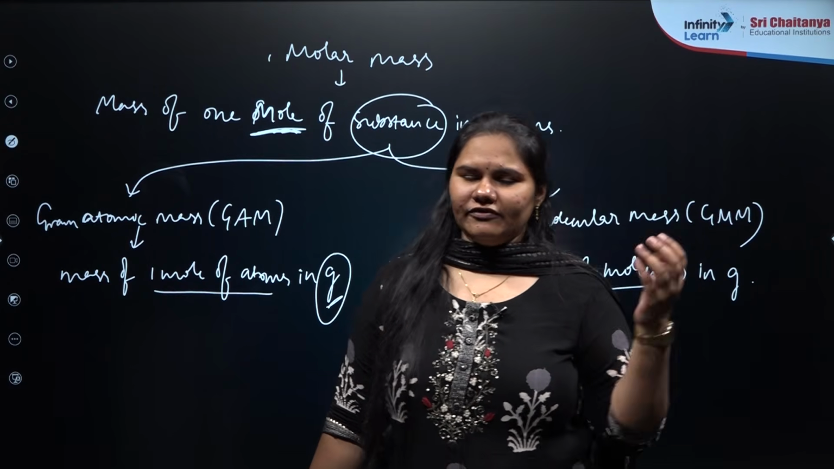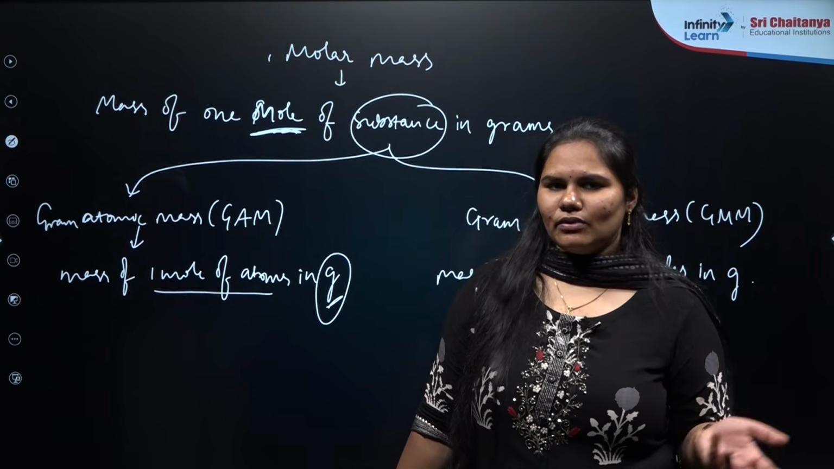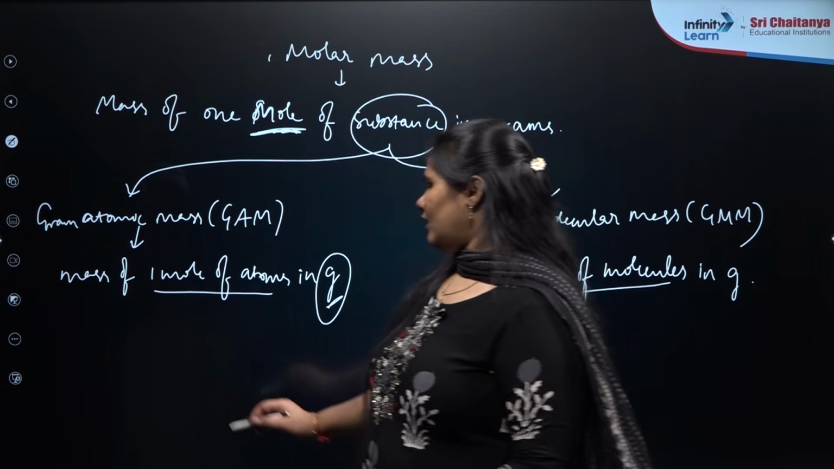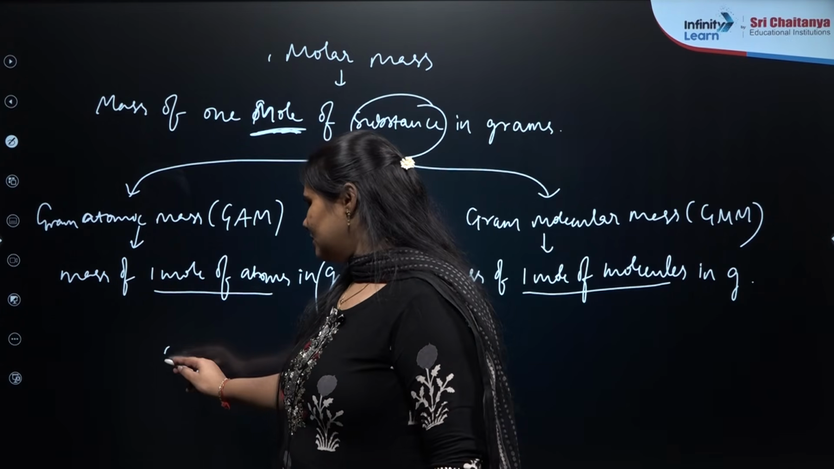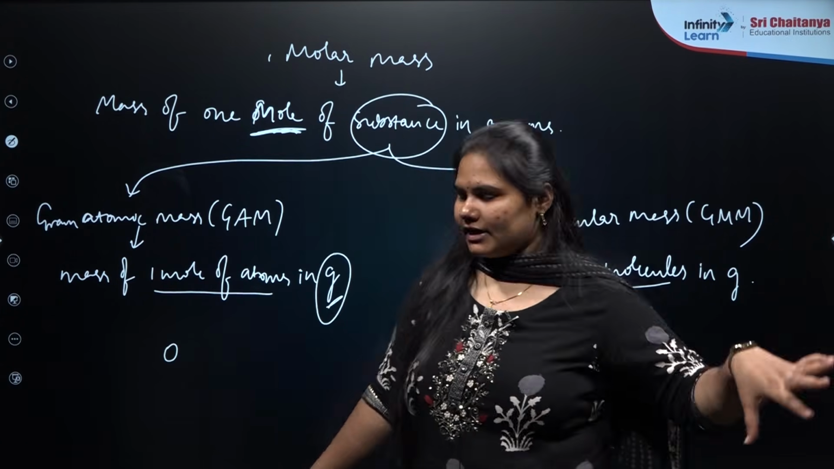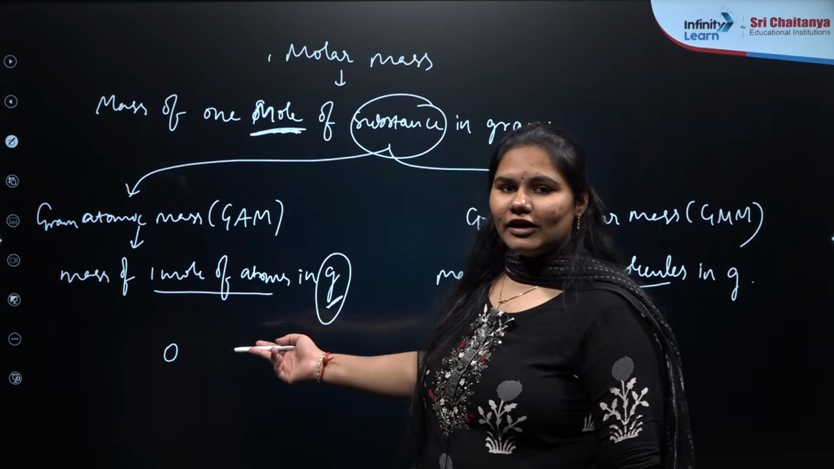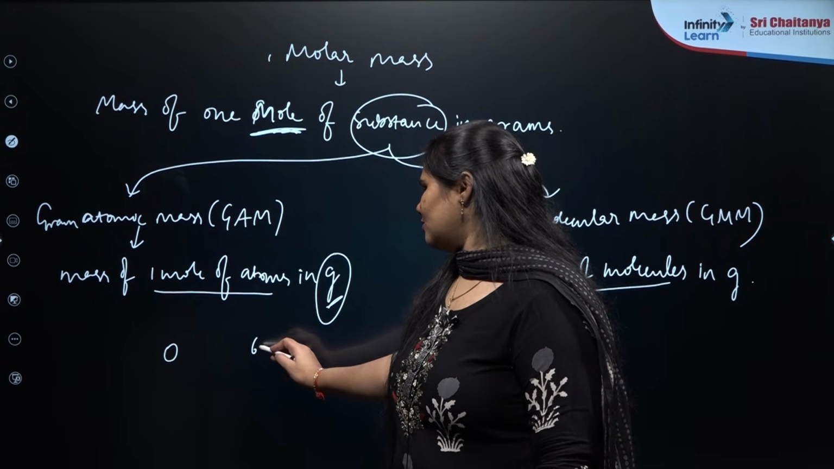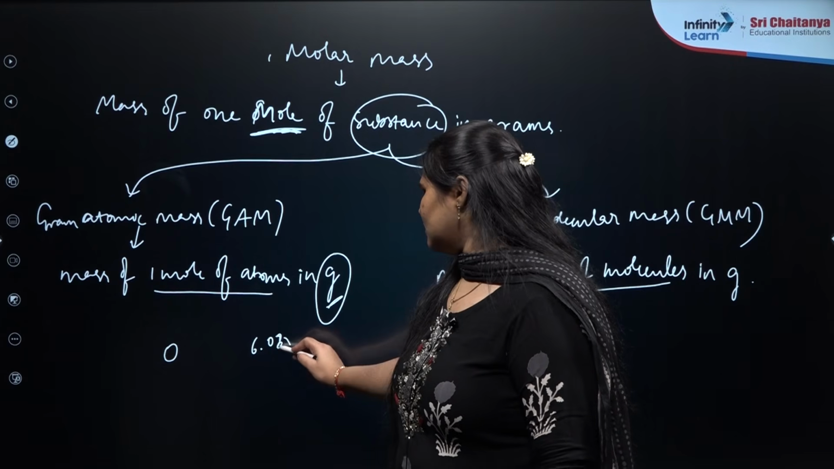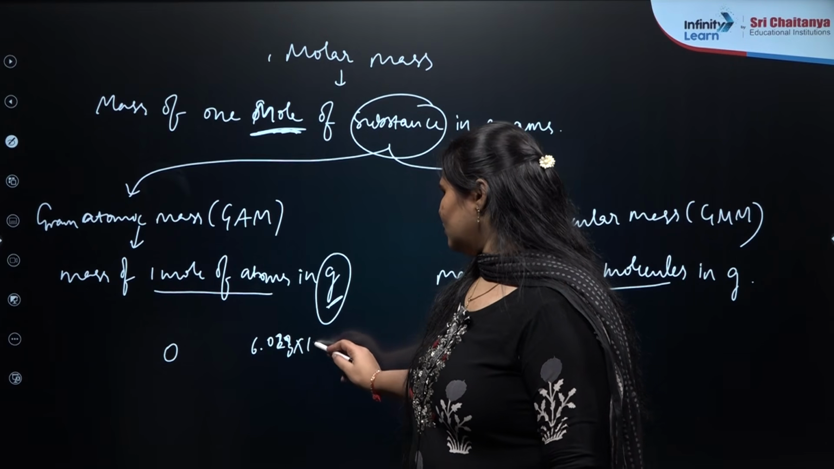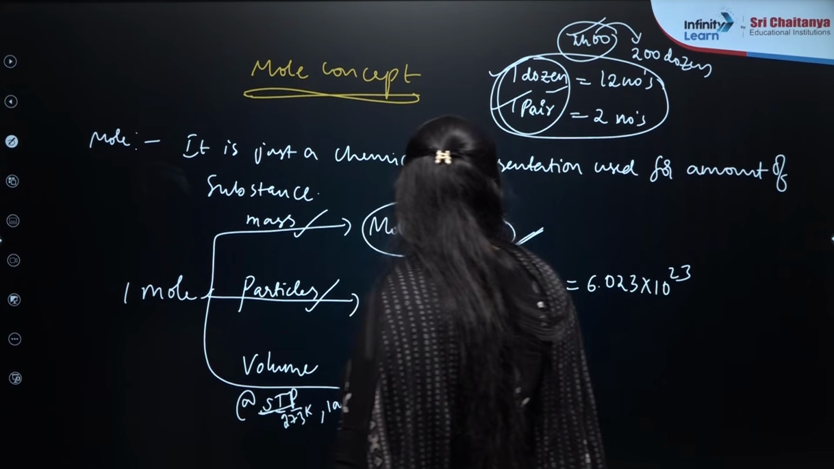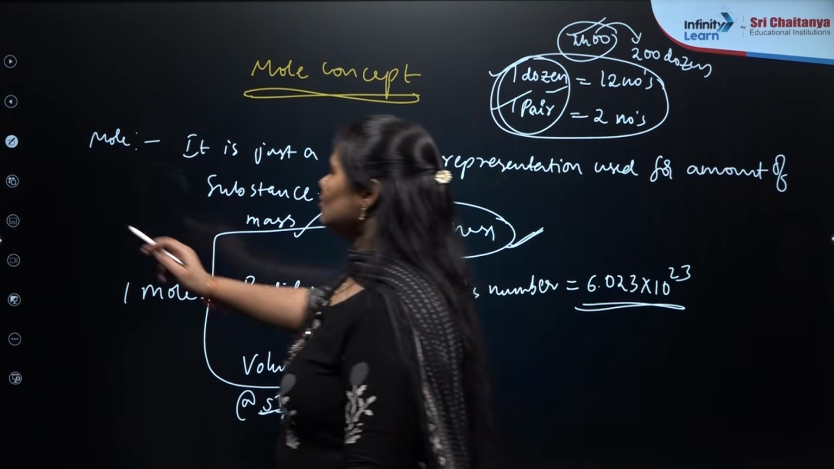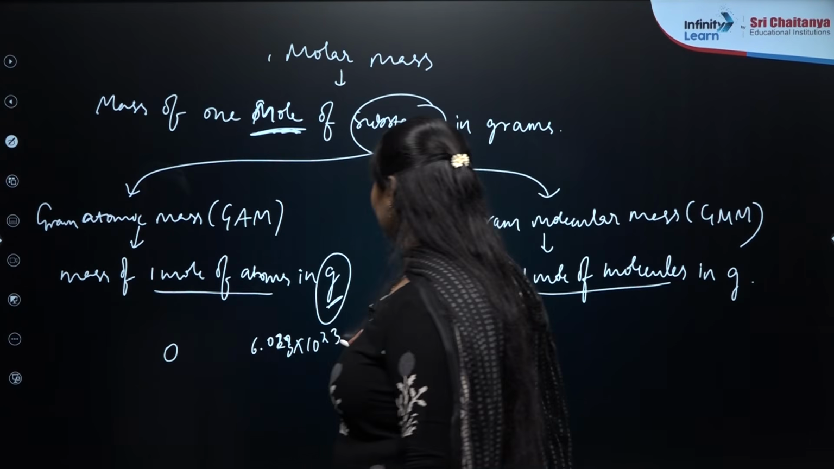But ma'am, if it is 1 atom or 1 mole of atoms, how does it differ? Let us consider atoms as balls here. 1 atom is just 1 ball on one side, and 1 mole of atoms means how many? Avogadro's number, 6.023 into 10 power 23. Did I give you that value? Yes. So 6.023 into 10 power 23 atoms.